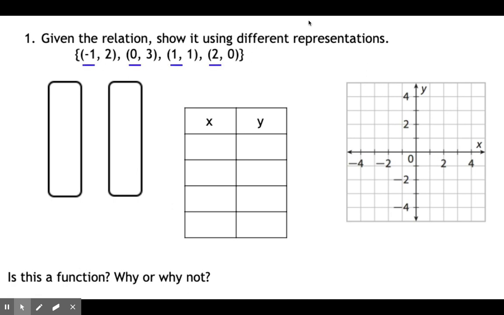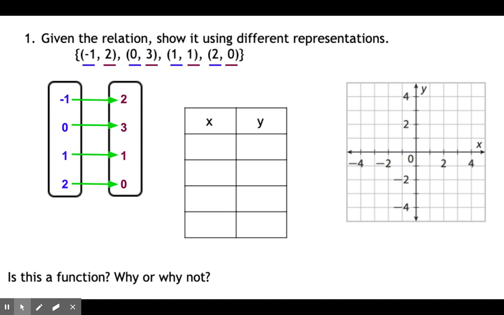If we look, I highlighted in blue all the x's. So I'm going to put that in our mapping diagram: -1, 0, 1, and 2. In purple, we see all of our y values, or our outputs: 2, 3, 1, and 0. Our mapping diagram takes -1 to 2, 0 to 3, 1 to 1, and 2 to 0.